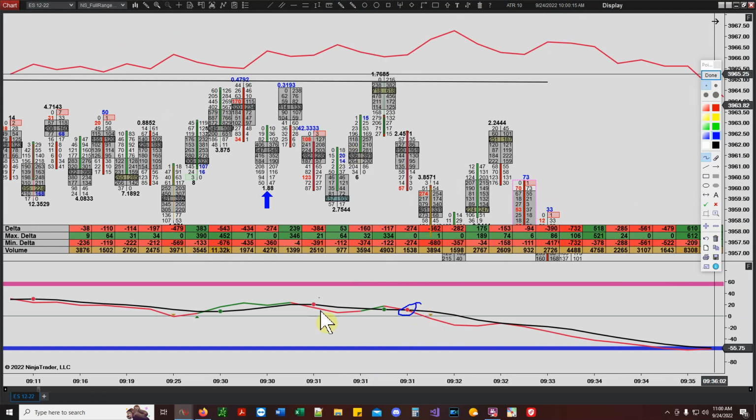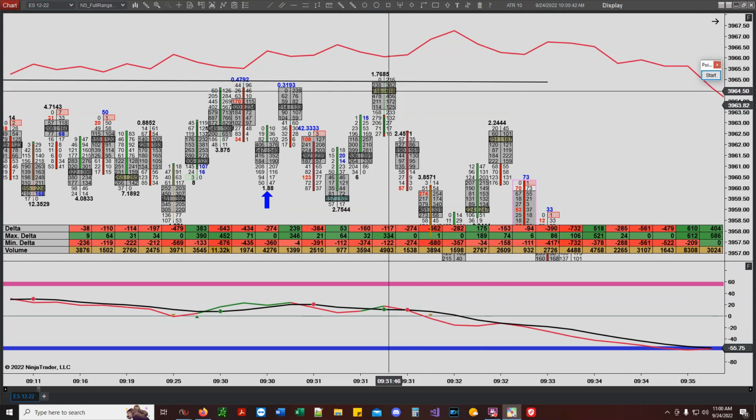Okay? Now, you could have sold it right here, but your stop would have had to have been right above that right there. If you'd have put your stop up there, you would have never gotten hit. Okay?